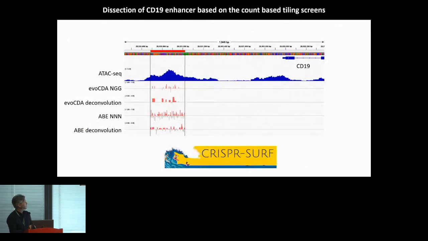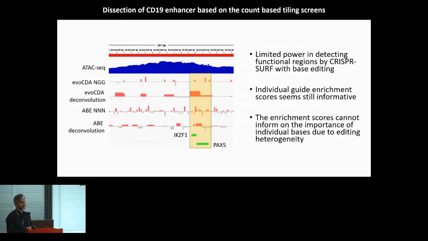This track here is the log change for this EvoCDA, and this is the log change for the other base editor. This is the deconvolution. If you zoom in, you see some regions that are maybe slightly enriched, but there's not much power, to be honest, in the screen. Nothing is statistically significant if you correct. There is one interesting region: there are two transcription factors that we know are strongly associated to this cell type. But this screen clearly doesn't have the resolution that we want.